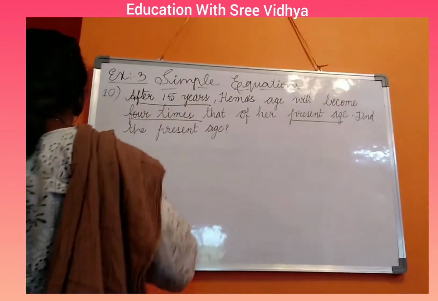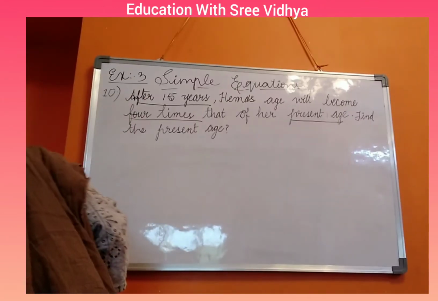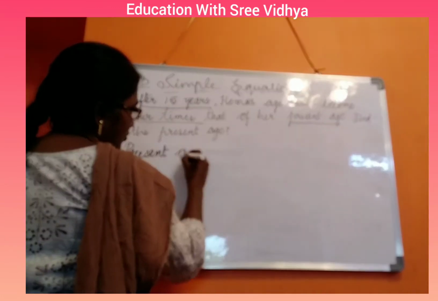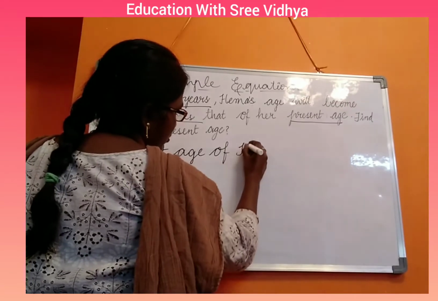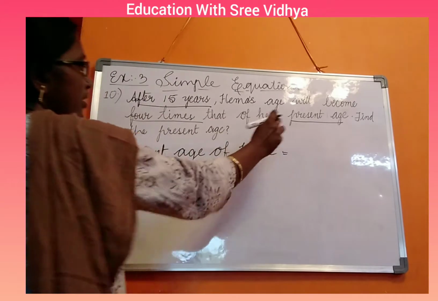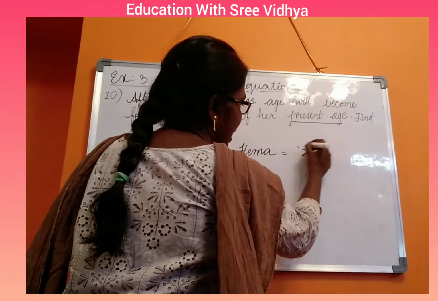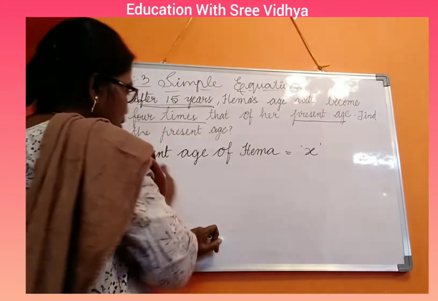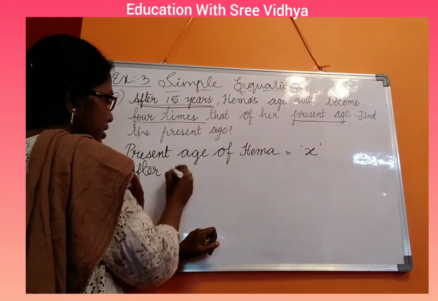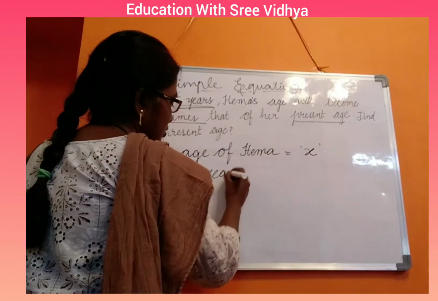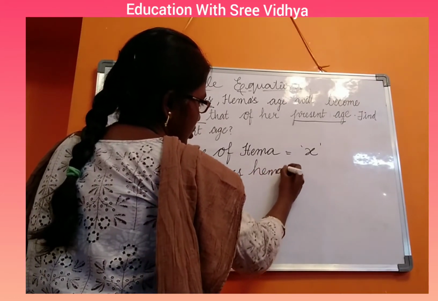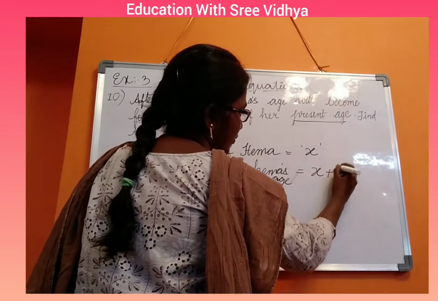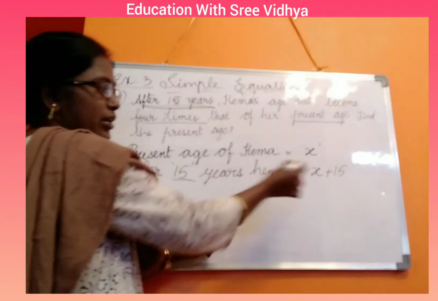So let us see that the present age of Hema is... it is not given in the problem, so let us assume it as X. And as it is given in the question, after 15 years, I am writing over here, after 15 years Hema's age is equal to X plus 15. This is her age after 15 years.